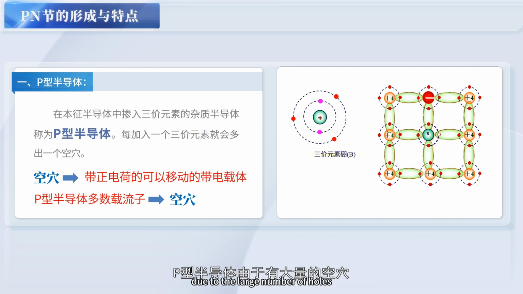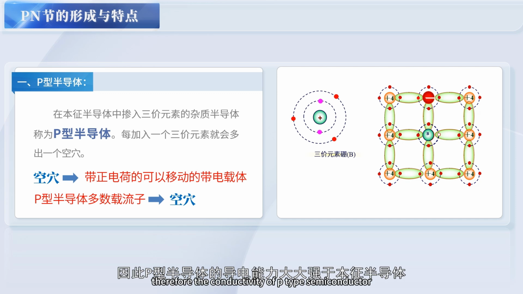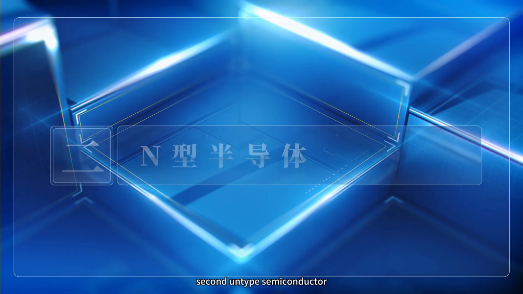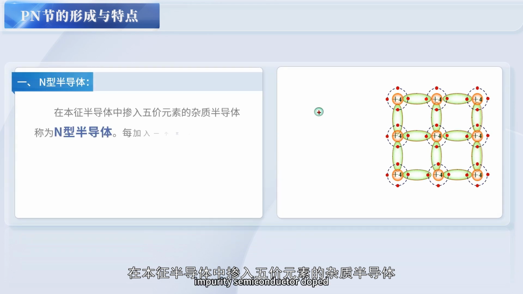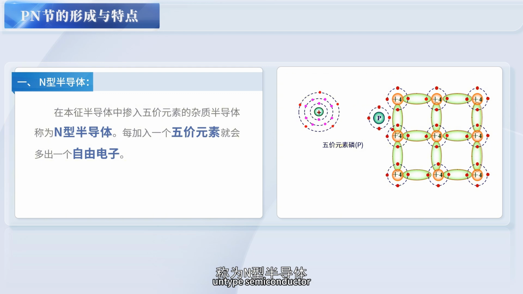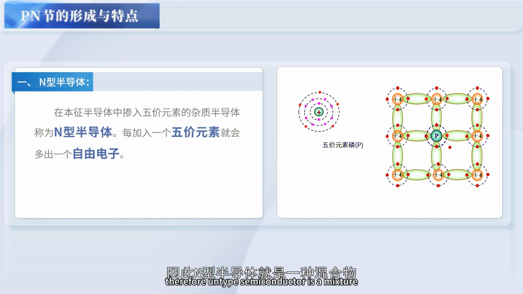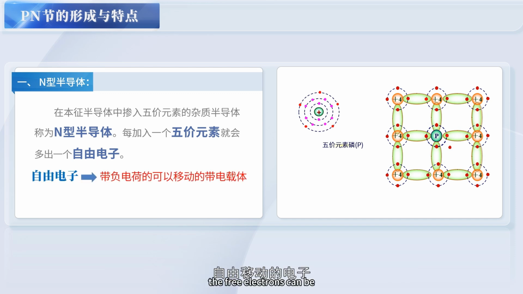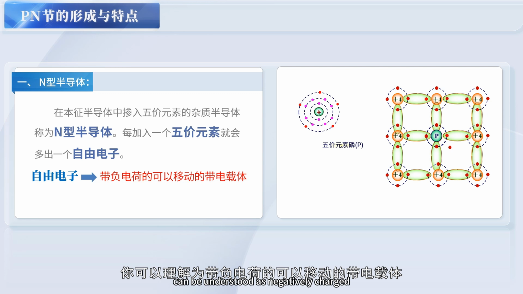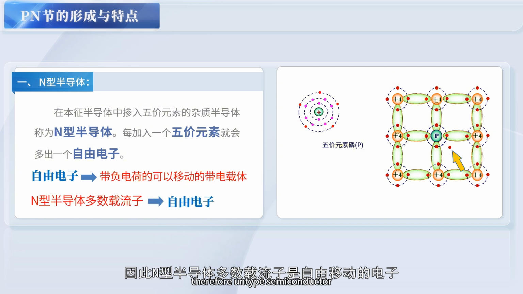Due to the large number of holes in P-type semiconductor, the conductivity of P-type semiconductor is much stronger than intrinsic semiconductor. Second, N-type semiconductor. Impurity semiconductor doped with pentavalent elements is called N-type semiconductor. Therefore, N-type semiconductor is a mixture. Every time a pentavalent element is added, there will be one more free-moving electron. Free electrons can be understood as negatively charged, mobile charge carriers. Therefore, the majority carrier of N-type semiconductor is free electrons.